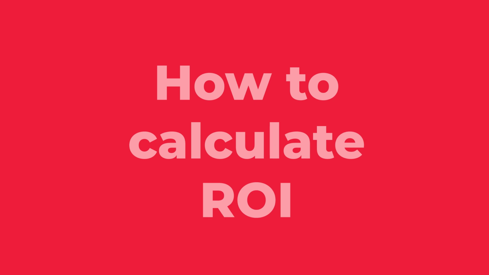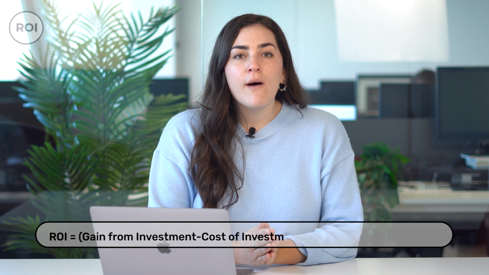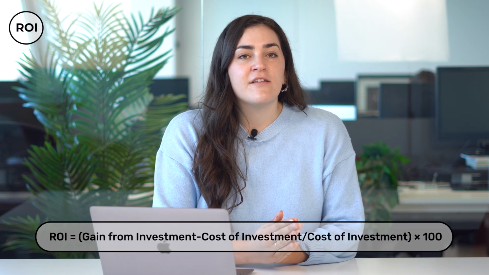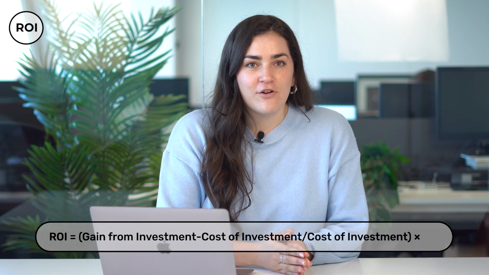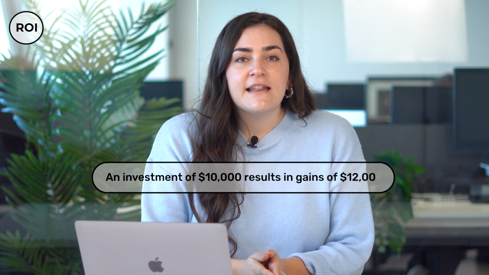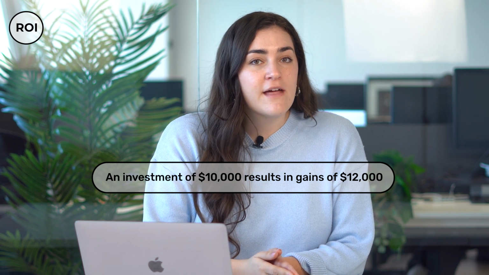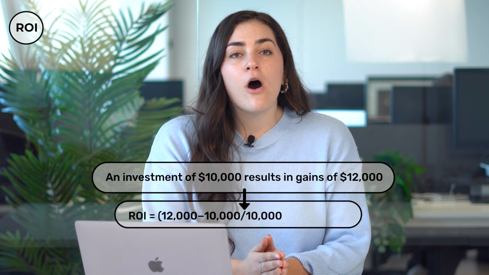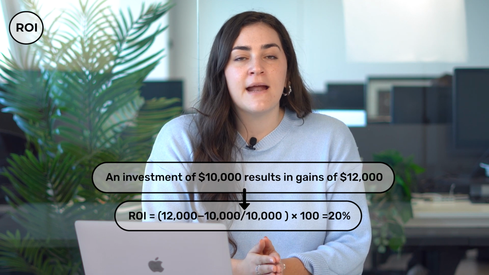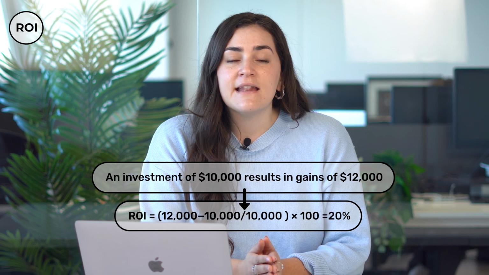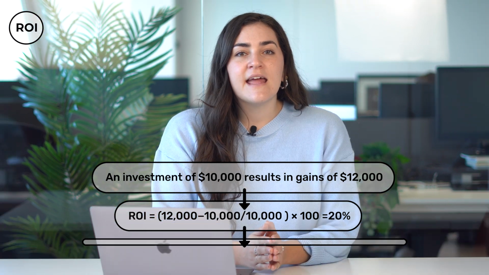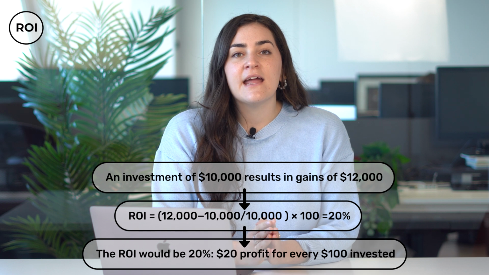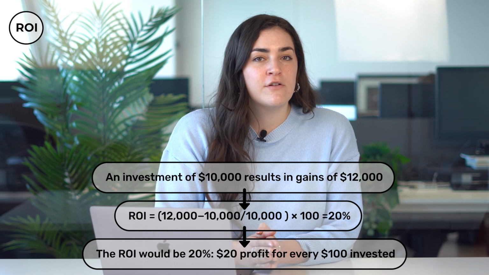How to calculate ROI? To calculate ROI, the following formula can be used. ROI equals gain from investment minus cost of investment, divided by the cost of investment, times 100. For instance, if an investment of $10,000 results in gains of $12,000, the calculation would be ROI equals 12,000 minus 10,000, divided by 10,000, times 100, equaling 20%. In this case, the ROI would be 20%, signifying a $20 profit for every $100 invested.